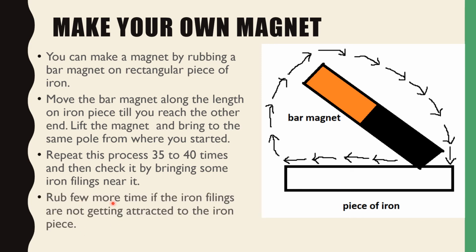If it doesn't, then rub a few more times if the iron filings are not getting attracted to the iron piece. This way you can make your own magnet. You can magnetize a needle also by this process. After magnetizing the needle, you can find the direction.